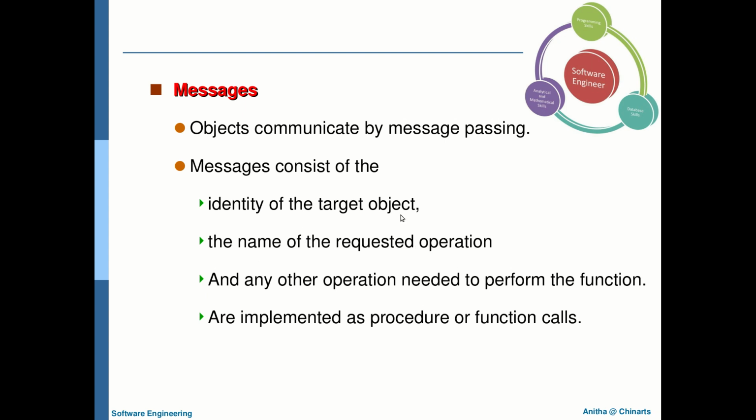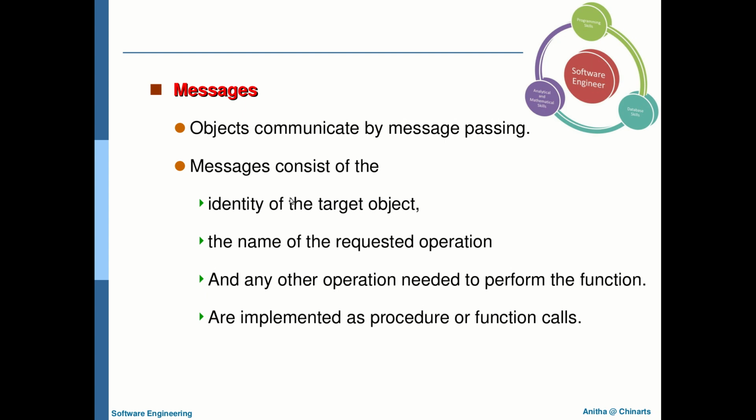When you communicate with another object, obviously you want to perform some kind of operation. So you have to specify the name of the requested operation and any other operation needed to perform the function. These are the three things that will be available in a message. What are the three things? A message consists of the target object, the name of the requested operation, and any other operation needed to perform this particular operation.